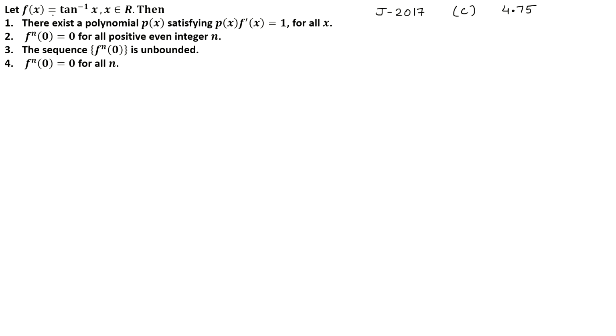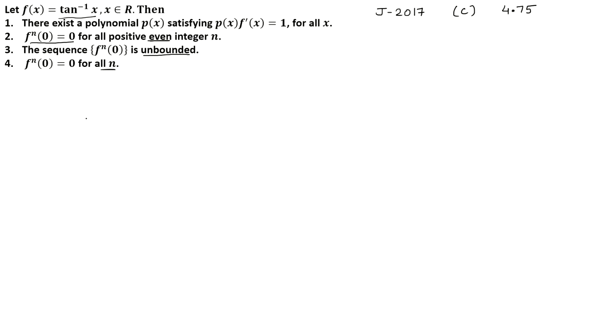Let f(x) = tan inverse x, where x belongs to R. Then the options are: Option 1, there exists a polynomial p(x) satisfying p(x) f'(x) = 1 for all x. Option 2, f^n(0) = 0 for all positive even integers n. Option 3, the sequence f^n(0) is unbounded. Option 4, f^n(0) = 0 for all n.